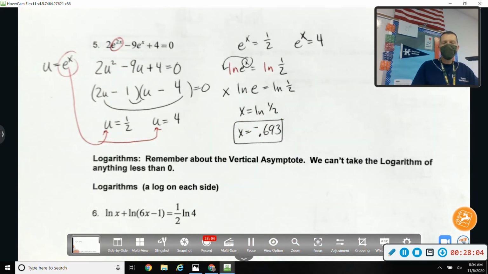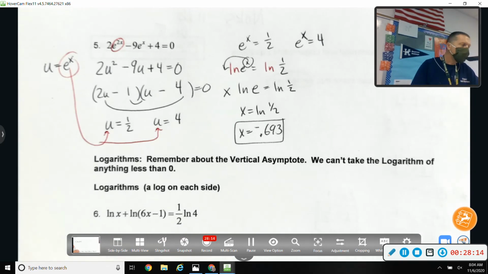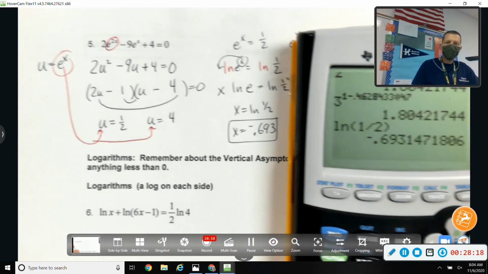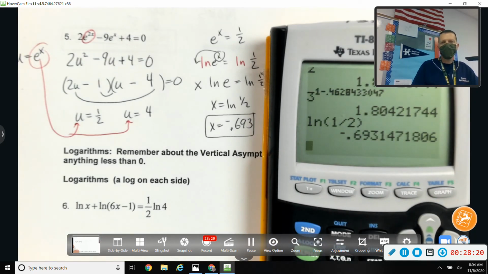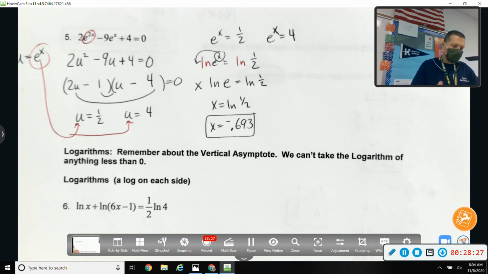Wait, why is it negative? That doesn't make sense. A negative makes it flip over. That's why the answer is negative. Okay. I thought it was natural log. Natural log of 1/2 is negative 0.693. We've got to do the other one here.